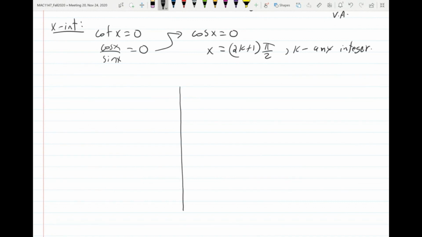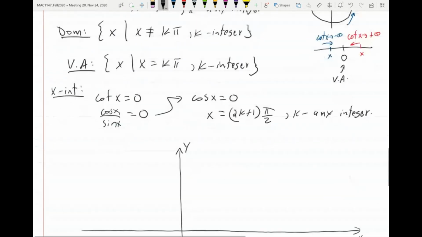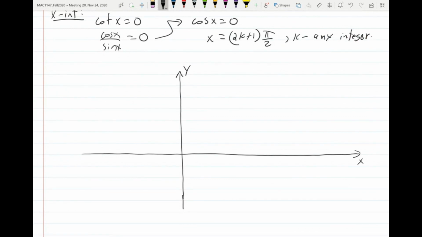So it's going to be very, very similar to what we have for tangent. It's just that now we need to move the vertical asymptotes. Instead of being at odd multiples of pi over 2, the vertical asymptote is going to happen at multiples of pi. So at 0 we have one, then at pi we have another one, then at 2 pi we're going to have another one, and so on. 3 pi, etc. And then let's say negative pi, negative 2 pi. So vertical asymptote in all of these places.